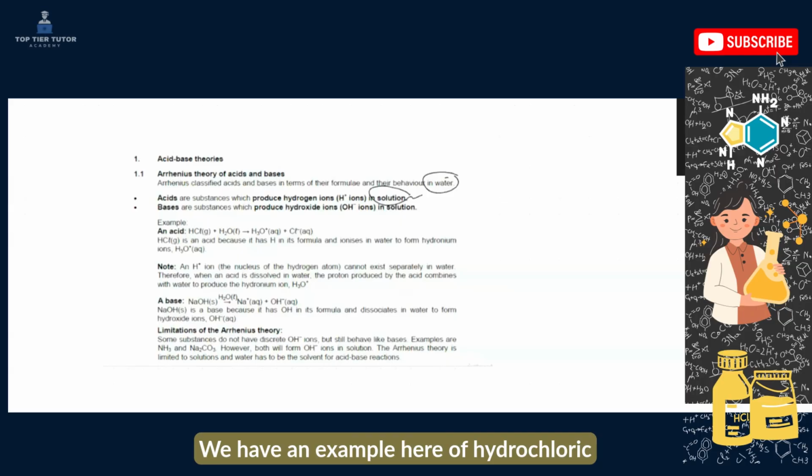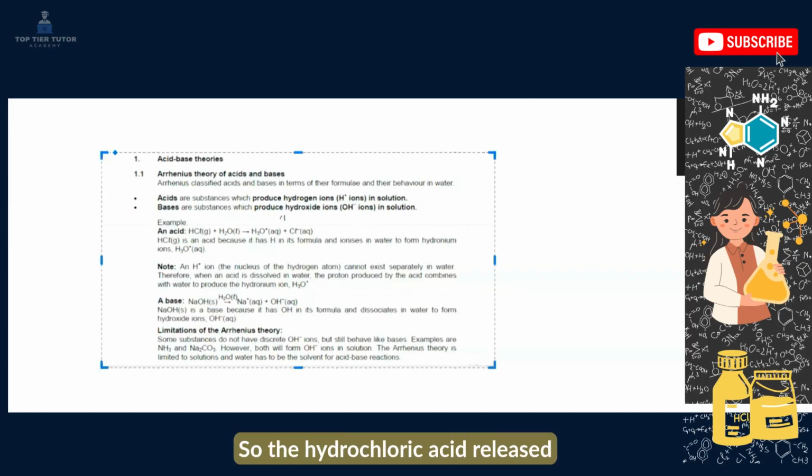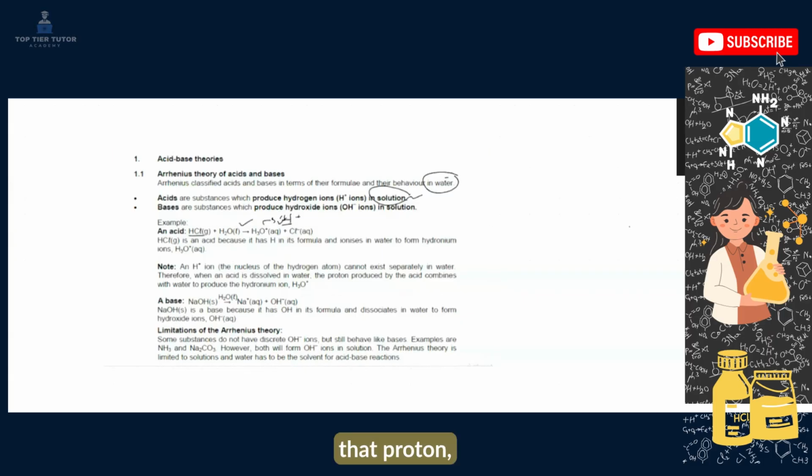We have an example here of hydrochloric acid in water to produce hydronium. In this case, hydronium is seen as just a proton. So the hydrochloric acid released that proton, thus it meets the definition for Arrhenius.